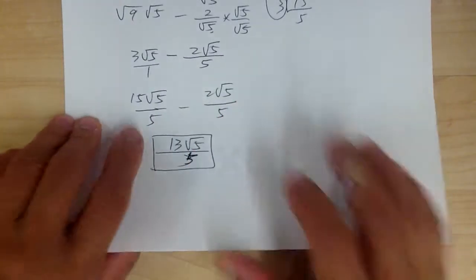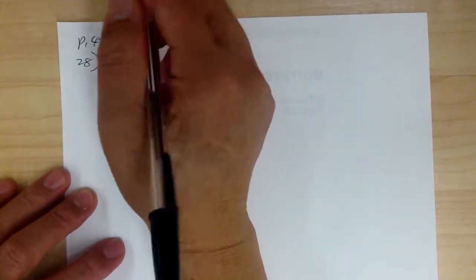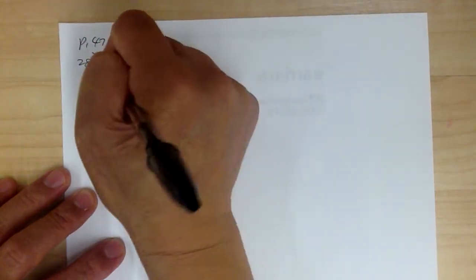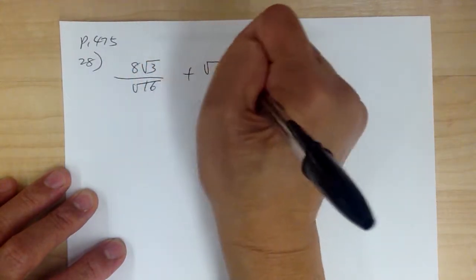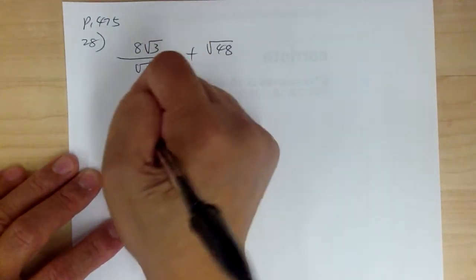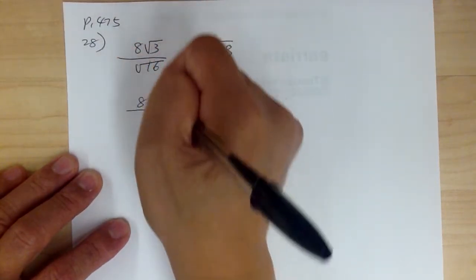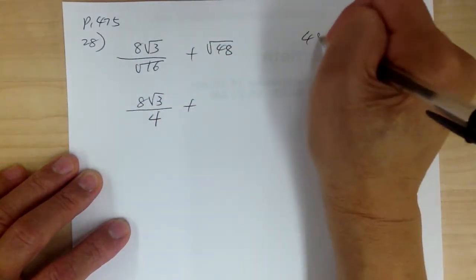Okay, let's go to number 28. Again, the way you're going to write, you want to separate the top from the bottom. So you're going to write down 8 square root of 3 over 6 over square root of 16 plus square root of 48. Okay, so that's going to simplify each one. So this one is 8 square root of 3. Square root of 16 is 4. Okay, and this one I go off to the side.